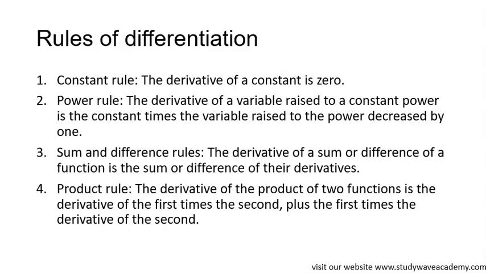We have the sum and difference rules. The derivative of a sum or difference of functions is the sum or difference of their derivatives. If you add or subtract functions, just find the derivative of each part separately, okay? Product rule. The derivative of the product of two functions is the derivative of the first times the second, plus the first times the derivative of the second. If you multiply two functions, find the derivative of the first, multiply it by the second, and then add the product of the first and the derivative of the second. That is what this means, okay?